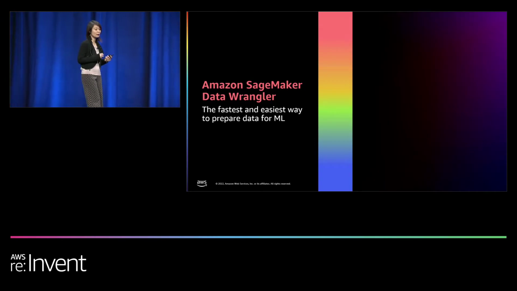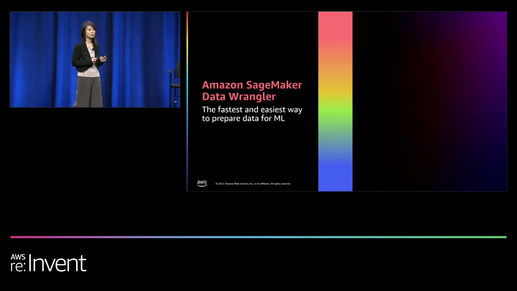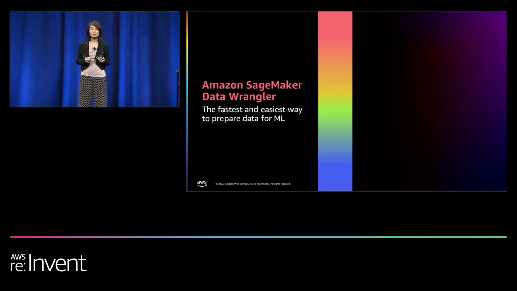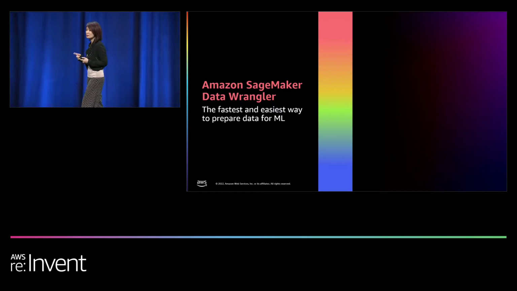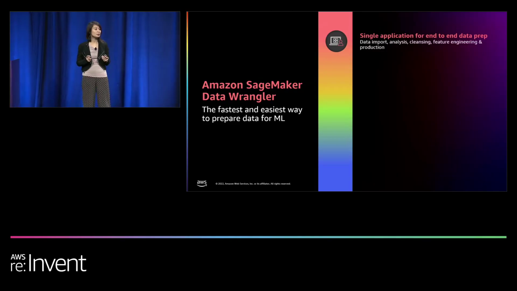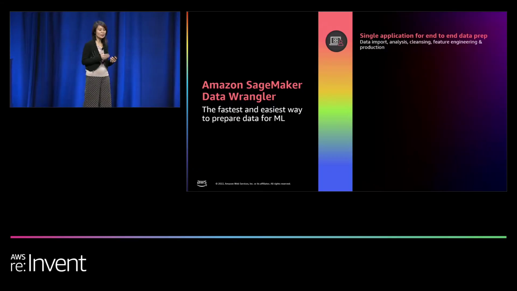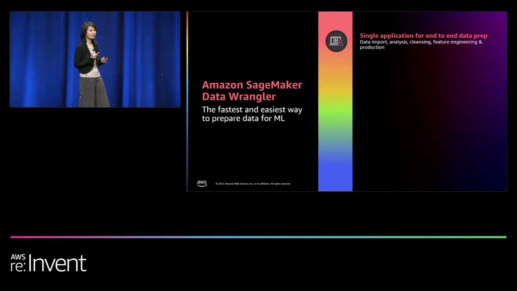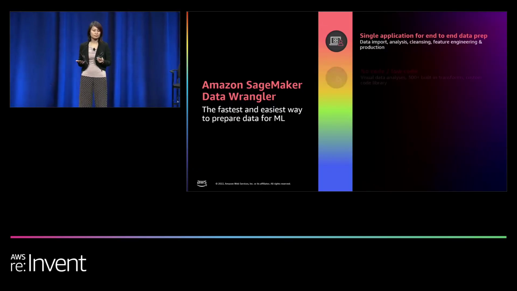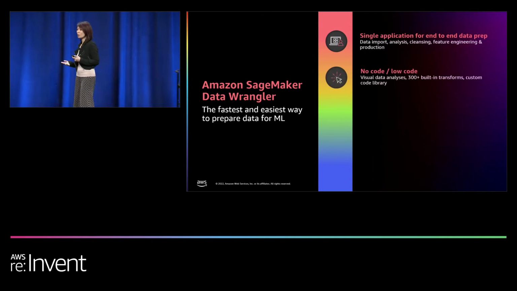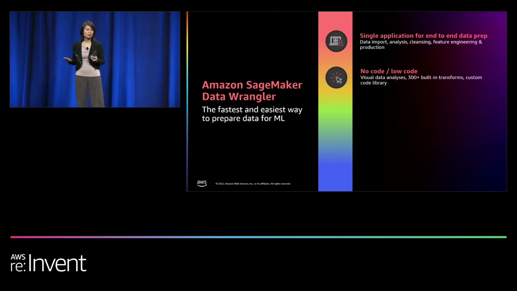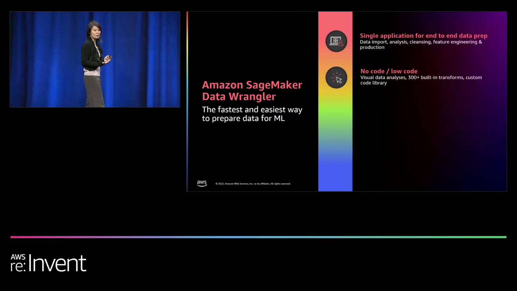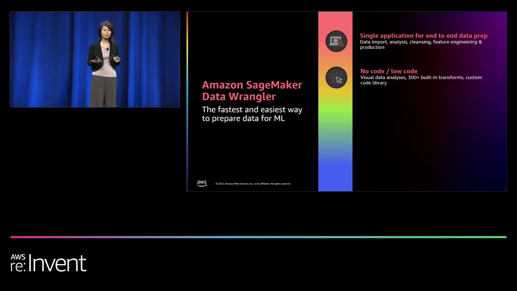So Amazon SageMaker Data Wrangler is the fastest and easiest way to prepare data for machine learning, because it is purpose-built to address all these key challenges. First of all, it is one single application to help you prepare data end-to-end, from data import, analysis, data cleansing, feature engineering, and production. It is a no-code, low-code tool that removes most of the need to write boilerplate code to visualize and transform data. With 300 plus built-in transformations, most of the time you don't have to.